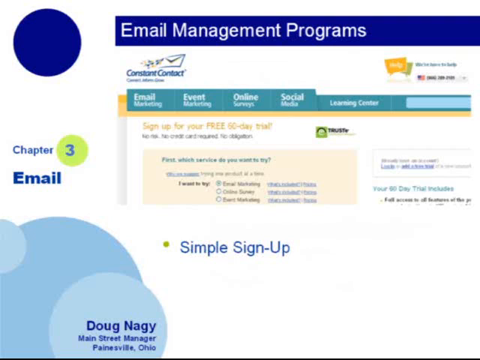And here's a simple sign-up from Constant Contact. All the other programs will be very similar. One thing to watch out for is that they'll try to upsell you into buying the online survey and the event marketing stuff, but just do the email marketing to start. You could even do a free trial to really test it out and see what you think of it. It's basically step-by-step.